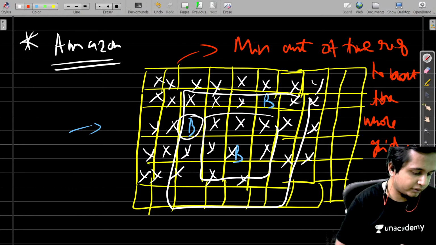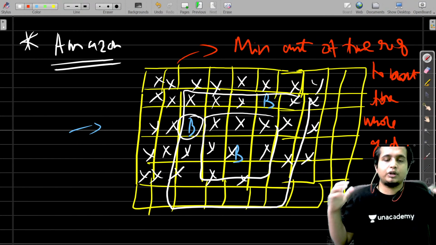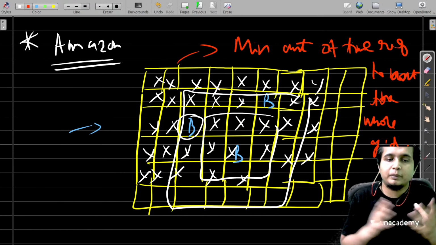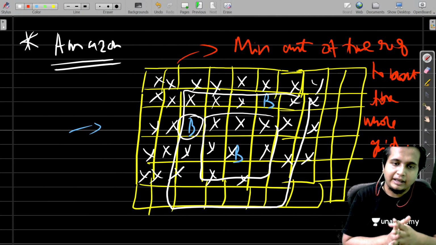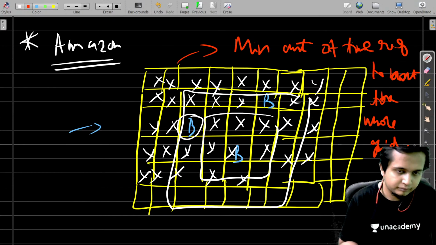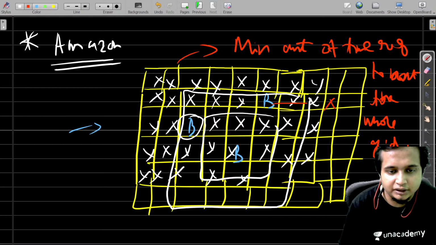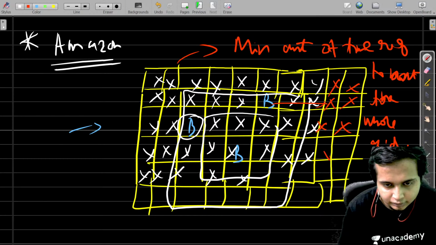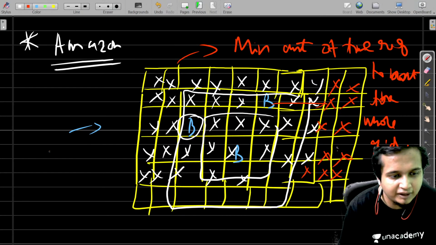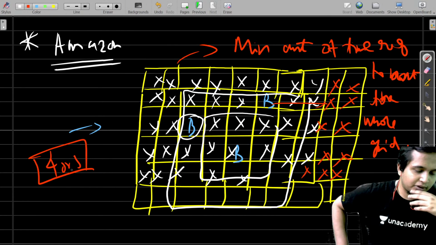Is the question clear to everyone? There are bombs present at multiple locations. You need to tell what is the minimum amount of time required to blast the whole grid. Here, I think the time is actually 4 units. So after 4 units, these nodes are at a distance of 3, 3, 3, so they would all have blasted. So I think it would be 5 units, I guess. 4 or 5 units, you can find the answer yourself. So try to think of a solution now.